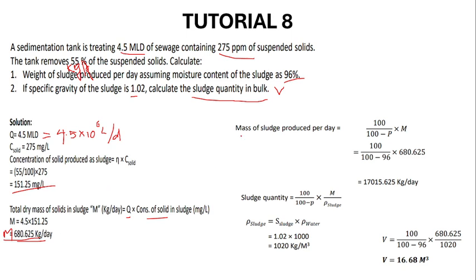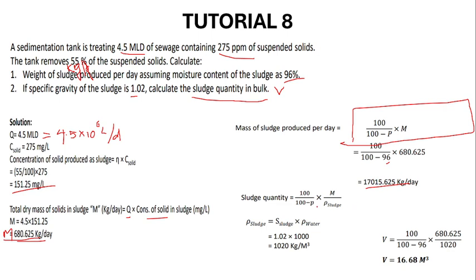We are going to find the mass of the sludge by using the moisture content percentage. So use the same formula, which is 100 divided by 100 minus P into M. So substitute the percentage, which is 96, and multiply it with M. So the dry mass is 680.625. So the amount of sludge produced per day is 17,015.625 kg per day. Okay.